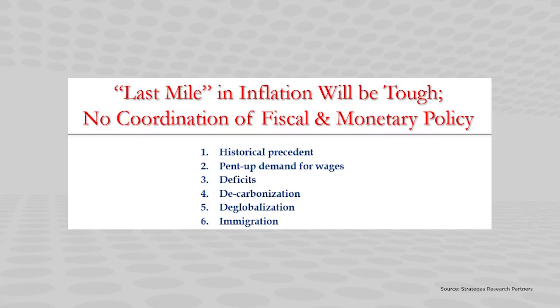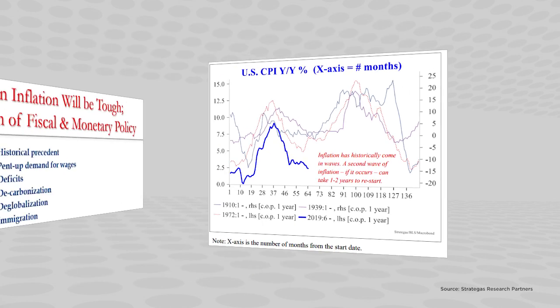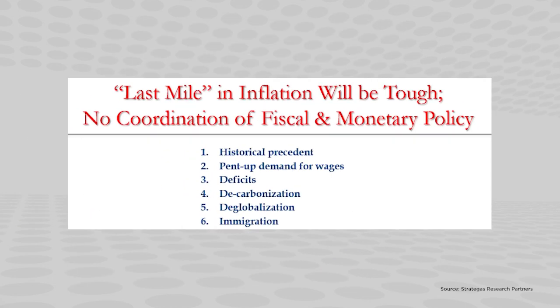And so the 6 talking points here are historical precedent. As you can see, anytime that you have inflation over 6%, 9 times out of 10 in the past, it has come back. Now it may take a year or 2 or 3 to come back, but we've seen inflation come back, as you can see in this chart. And right now we're in that pause phase, that lull, and so it's going to be interesting to see a couple of years from now how we're going about it, especially as fiscal and monetary policy go against each other. The second reason that inflation could come back: pent-up demand for wages.